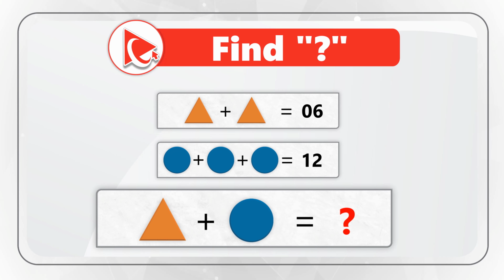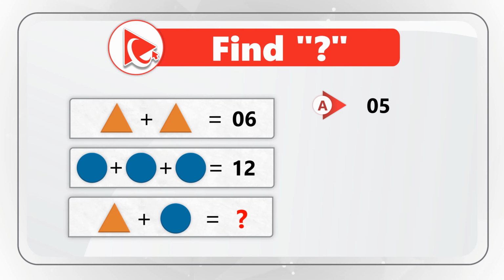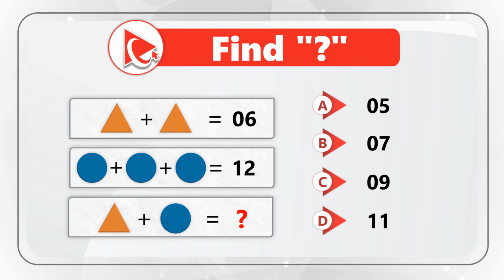And the third expression is where you have triangle plus circle and you need to calculate the end result of this calculation. Once calculated, you need to select the answer out of 4 possible choices. Choice A, 5. Choice B, 7. Choice C, 9. And last but not least, choice D, 11. Take a close look to see if you can complete the calculations.